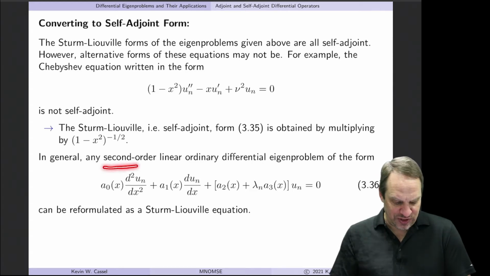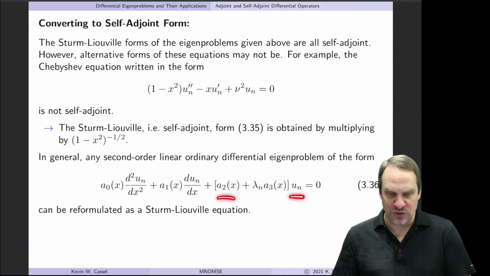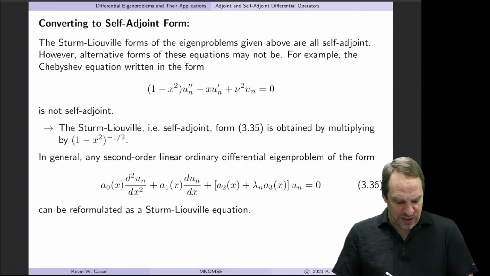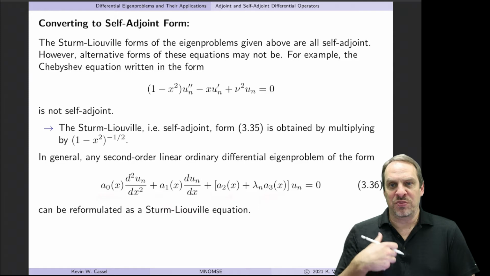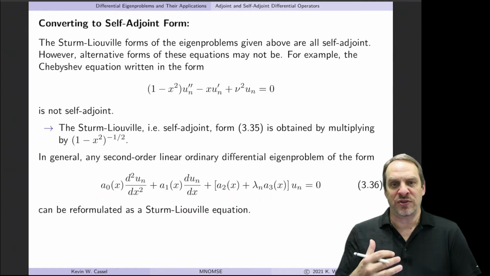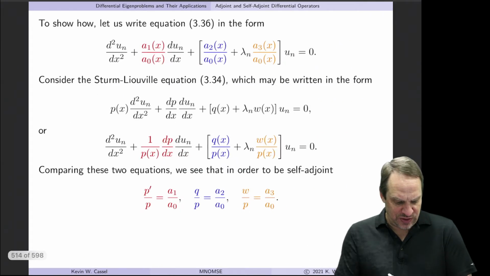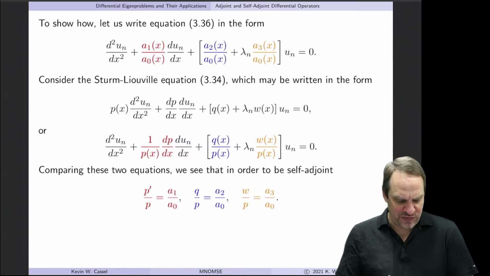So let's take a general second-order linear ODE: a0 times the second derivative plus a1 times the first derivative plus a2 times u, and then this is a differential eigenproblem, so there's a lambda times a3 times u as well. The a0, a1, a2, and a3 can, in general, be anything. And we want to determine how to convert that into the Sturm-Liouville self-adjoint form. To do that, let's divide through by a0, so that there's just a coefficient of 1 on the second derivative, and then a1 over a0, a2 over a0, and a3 over a0.